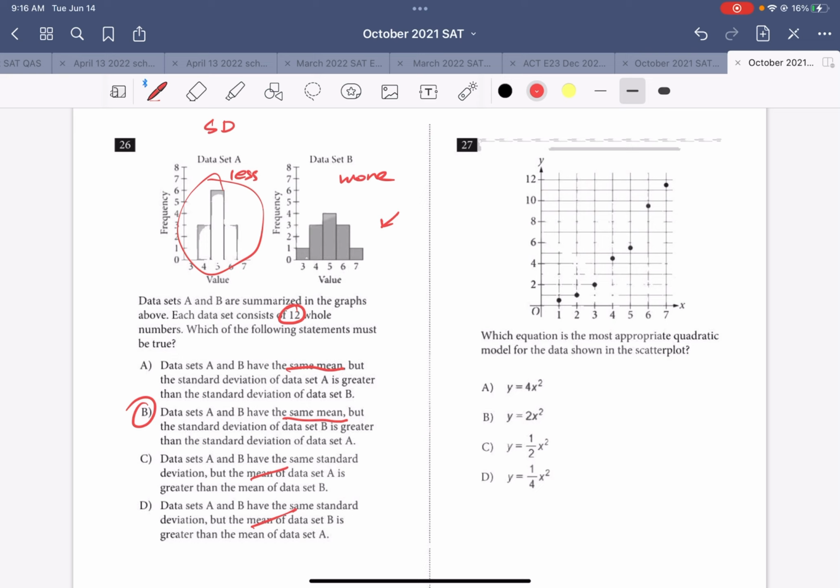Number 27, which equation is the most appropriate quadratic model for the data? Okay, so it looks like this kind of quadratic model, right? If you draw the curve of best fit. So one way you can do is substitute some points and see which one is the best model, right?